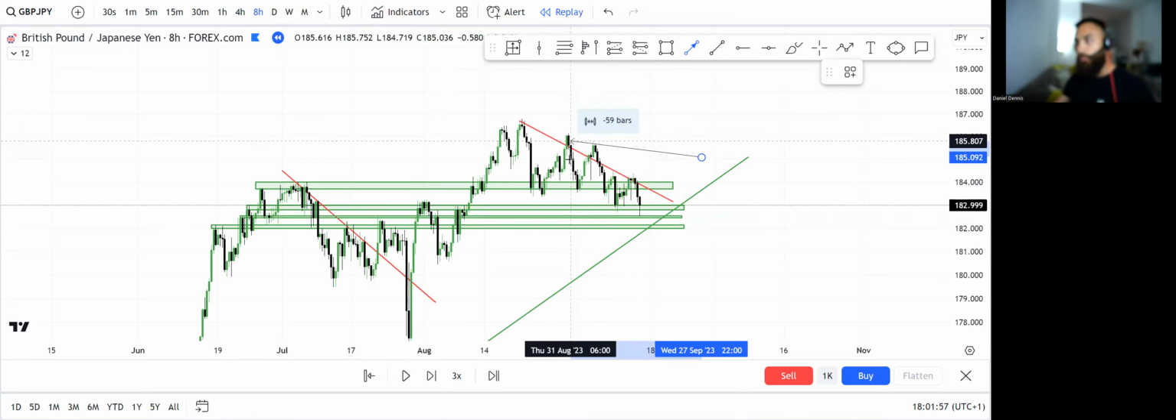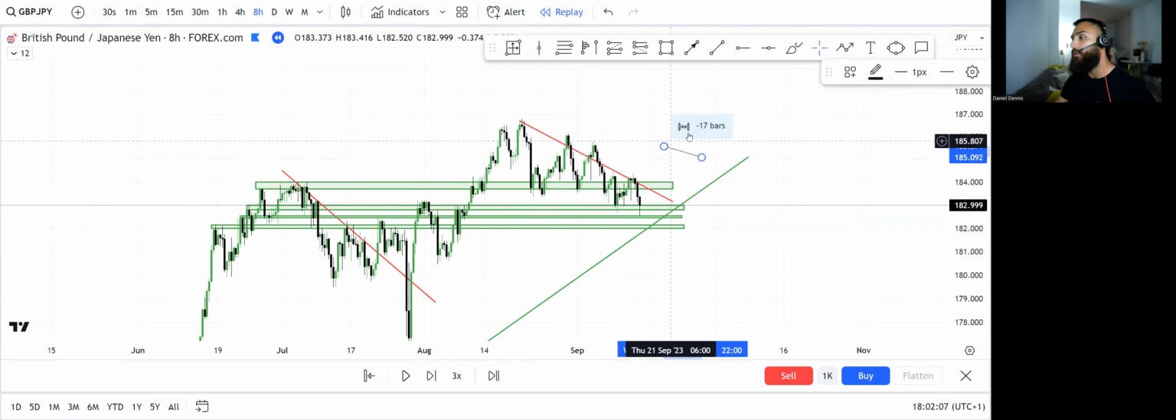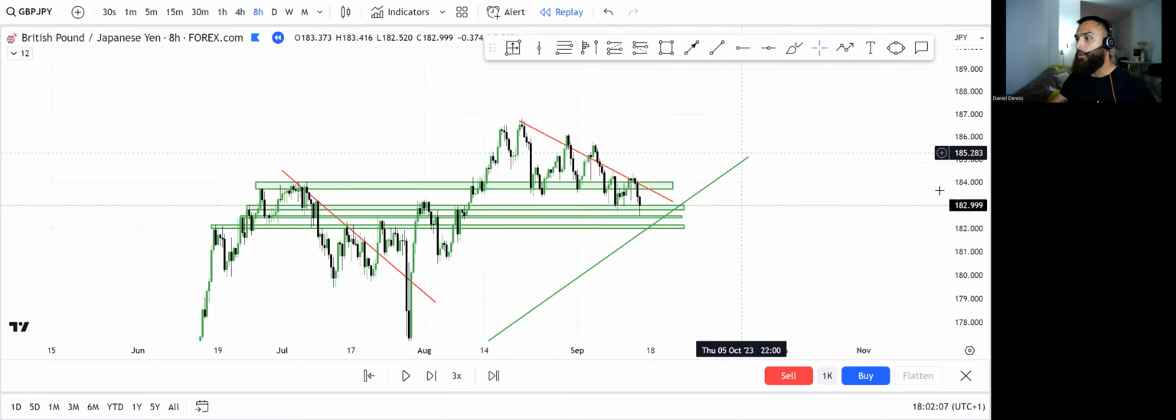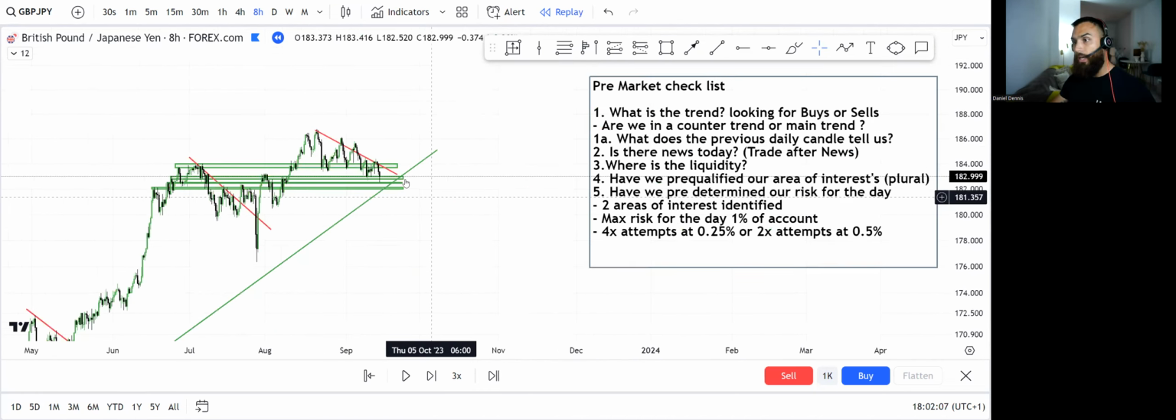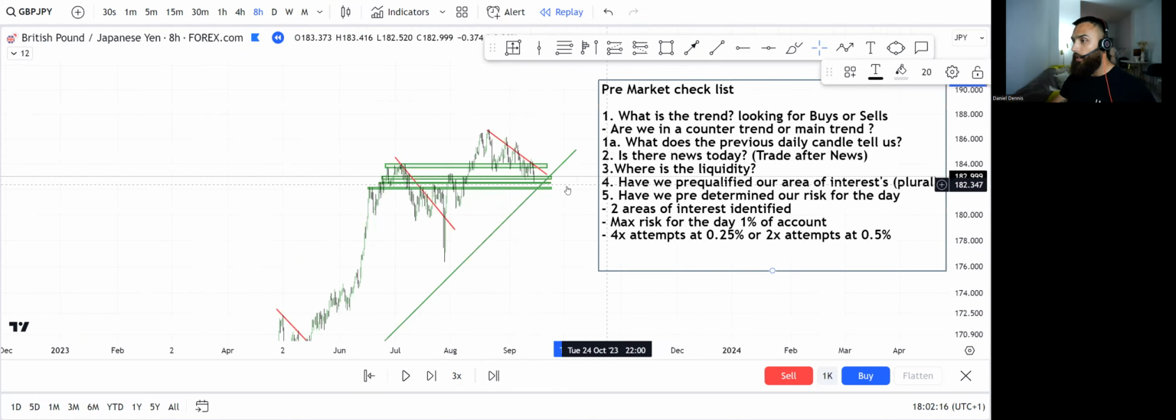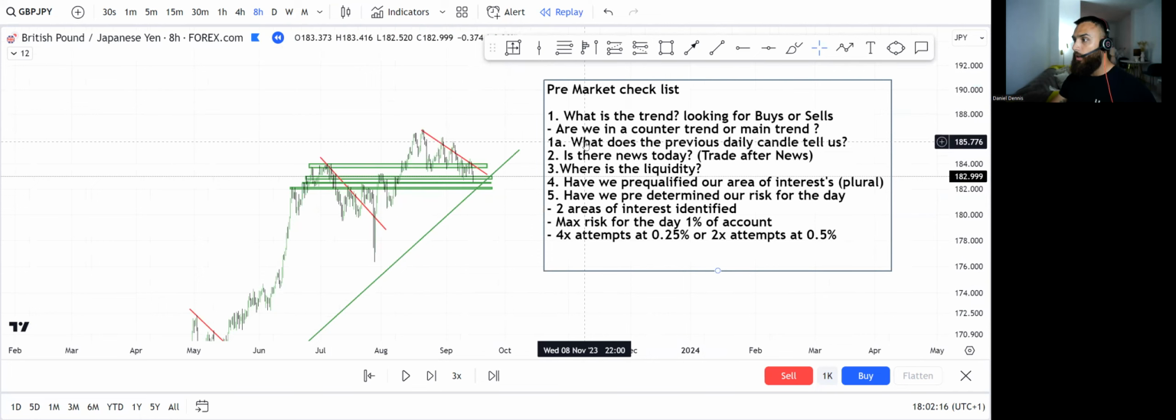I'm never looking to sell from here, although it is clear to see that the counter is coming down. I just find that I keep it very simple. I do the same thing every single day. So, just to clear that one up, that's what I look for and that's what I trade. Let's go through some more of the pre-market checklist here.